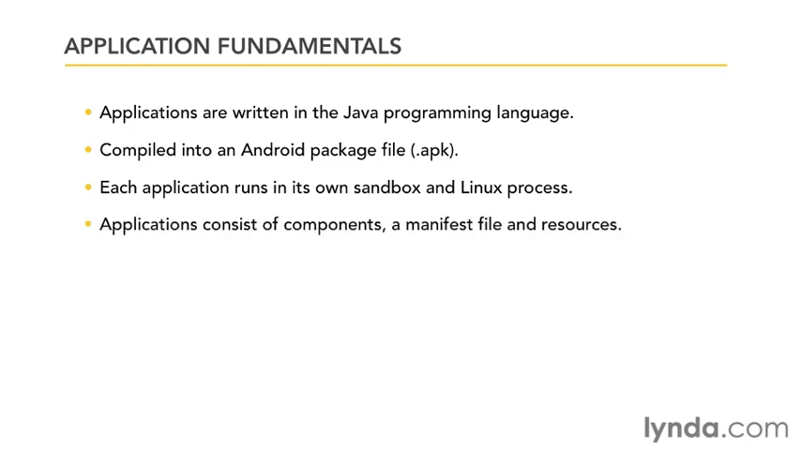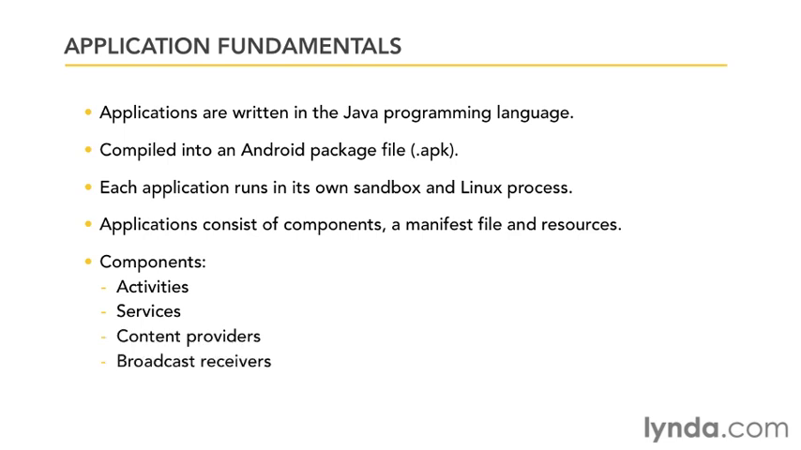Your applications are going to consist of components, a manifest file, and resources, resources being anything that you include with your application: images, video, audio. So what are the components that you can include in your application? Well, there are 4 main components that can be used to build Android applications. They are activities, services, content providers, and broadcast receivers. Let's look at each of these individually to learn a little bit more about them.